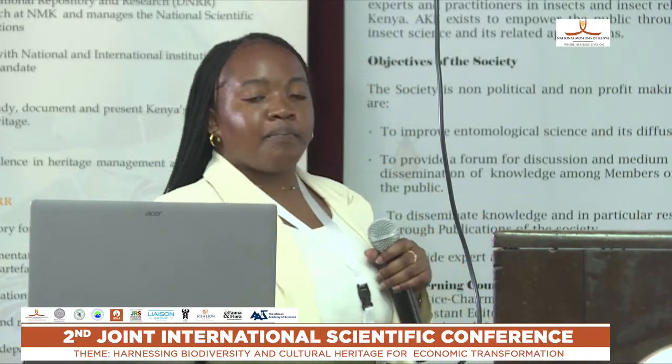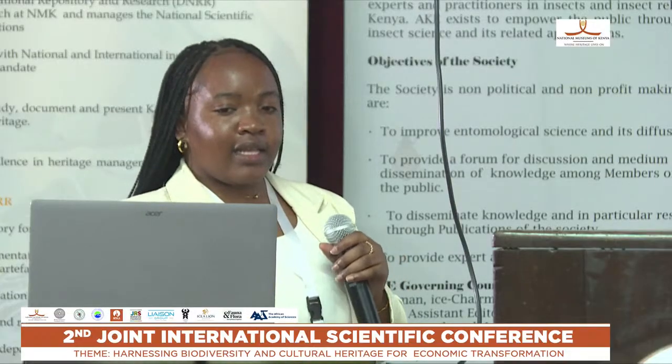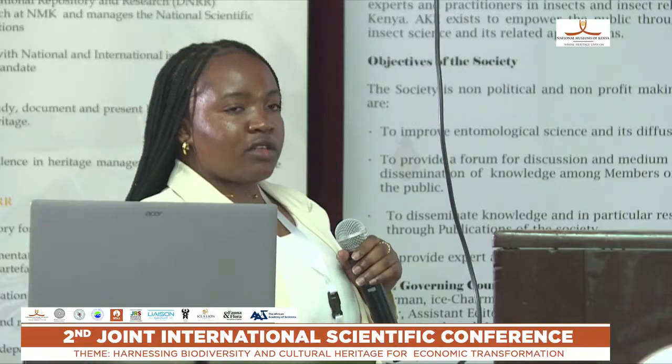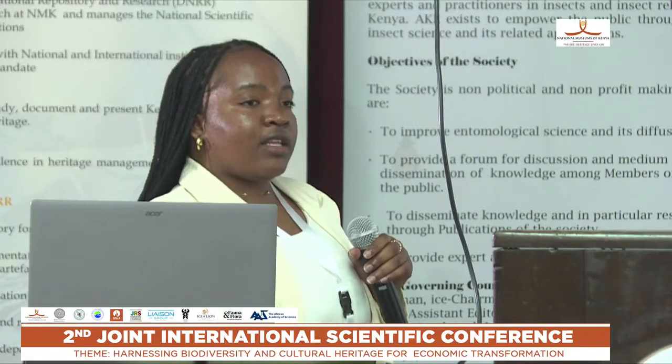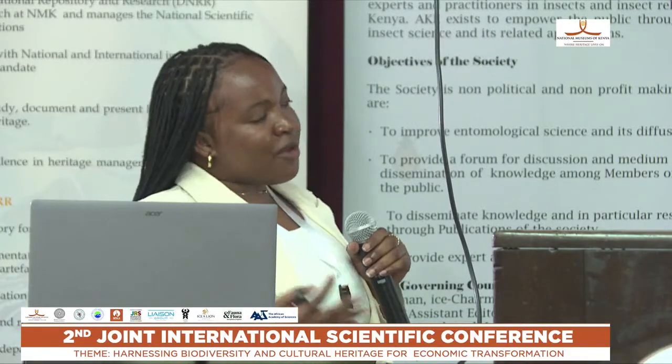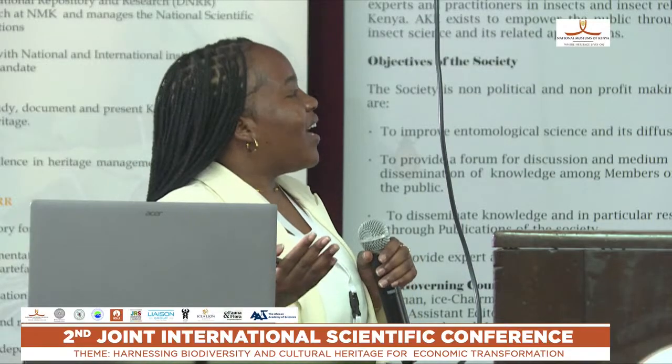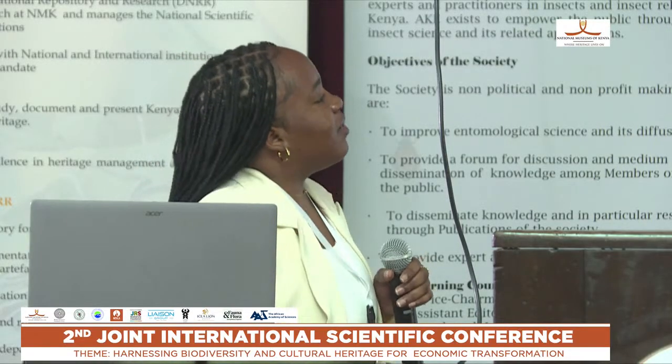So, our Red List progress. We have a total of 887 plant species which are assessed and published on the IUCN Red List of Threatened Species, not plants, sorry. And out of the 887, 229 are endemic.